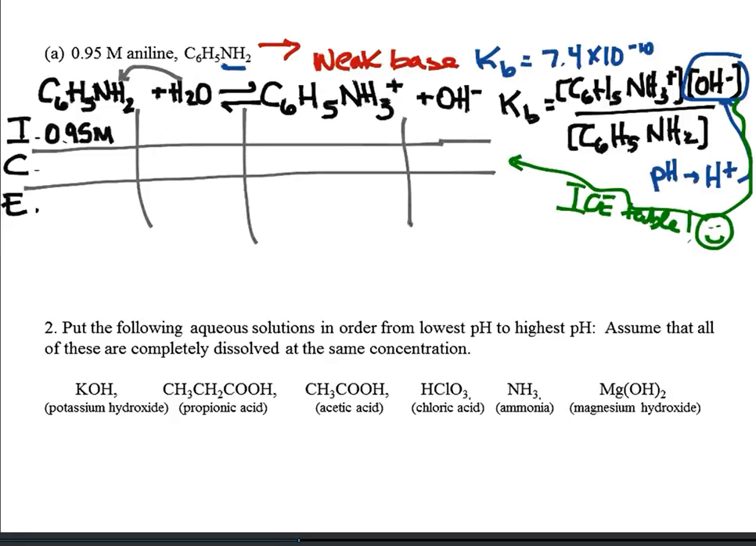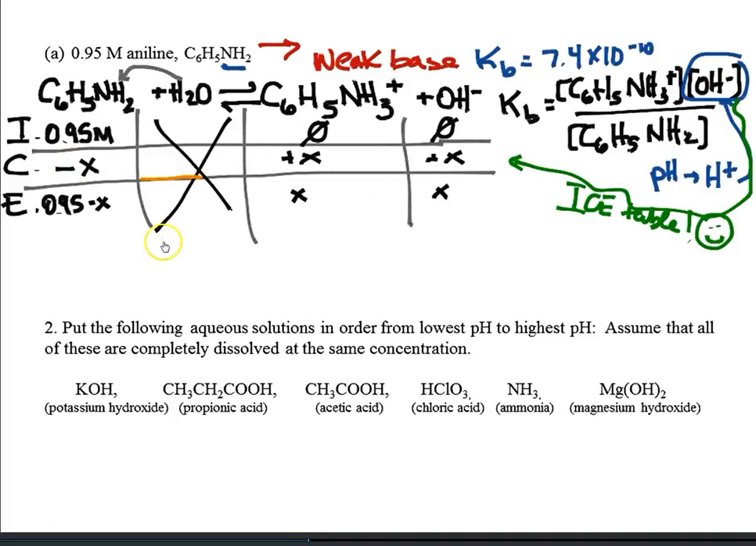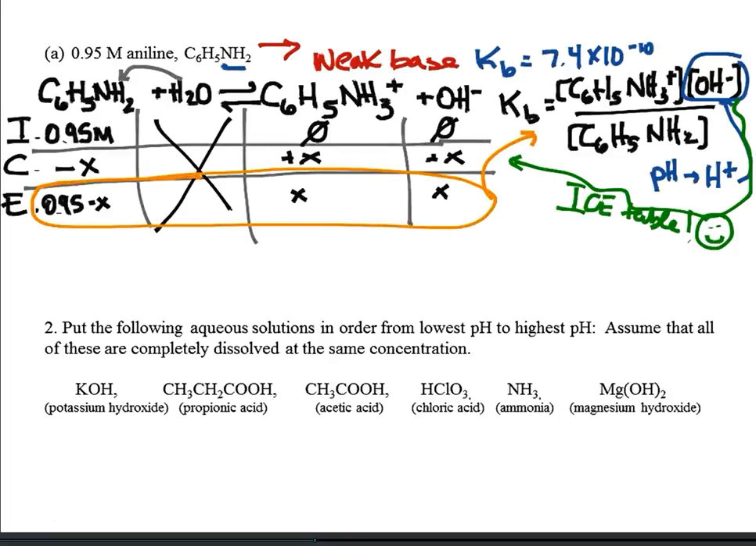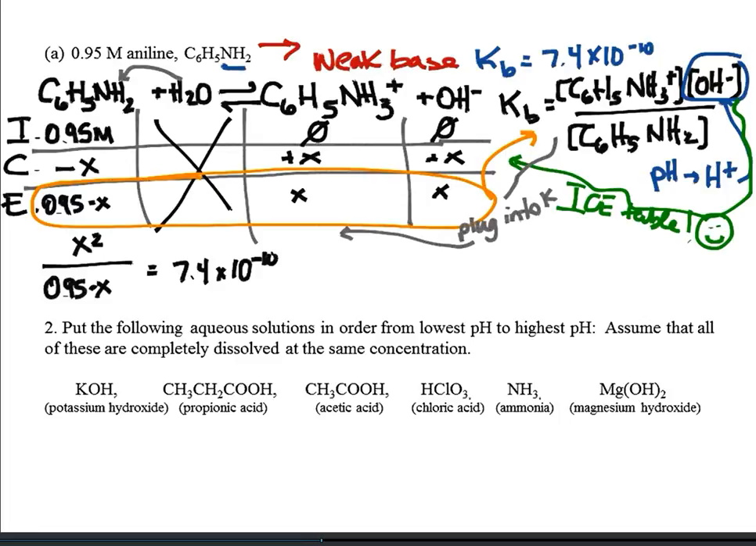0.95 molar is the initial concentration of our base, and then the others are all 0 molar. Water I x'd out because we don't care about that. Minus x's and plus x's, minus x on the left, plus x on the right. And then at equilibrium we have 0.95 minus x, and then x and x. Now we're going to plug those things into our Kb expression and set up our algebra. We get x squared divided by 0.95 minus x equals 7.4 times 10 to the minus 10.